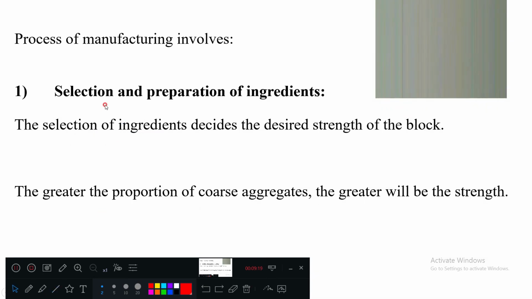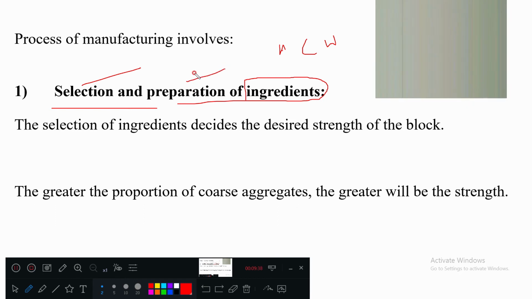Okay, so the first step is always selection and preparation of ingredients. We have seen that ingredients means we have aggregates, cement, water. We have three components. So we need to select them and we need to prepare them. Prepare means mixing or quantity selection, source of the aggregate selection, source of the water selection. So these are called selection and preparation. Okay, first step.